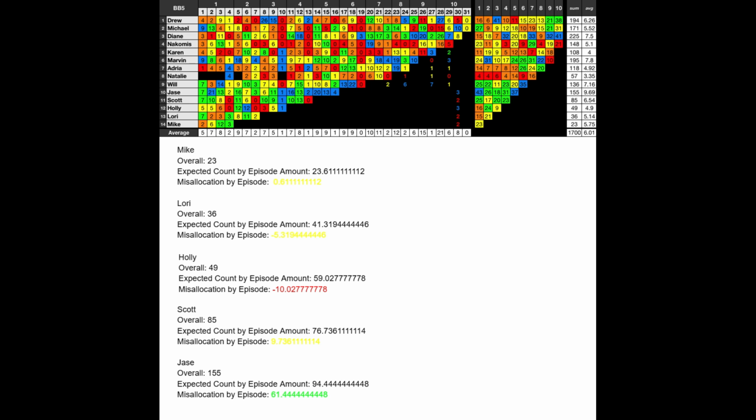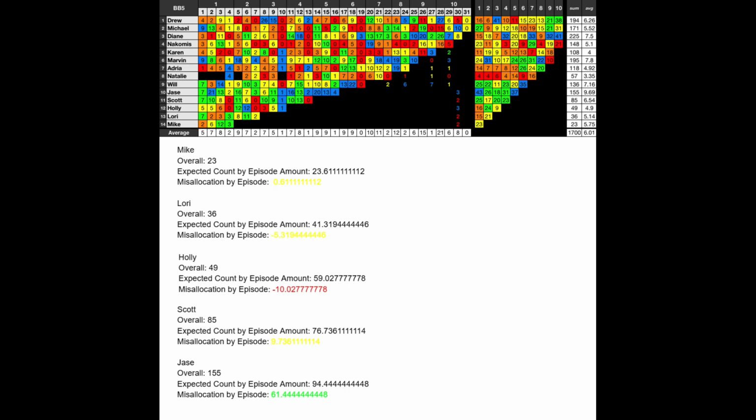Okay, so with Mike, he has an overall confessional diary room count of 23, and his expected count by episode amount is 23.6. So his misallocation by episode is 0.6, so less than one confessional, meaning that he has a balanced confessional edit, right? Balanced regarding his distribution.